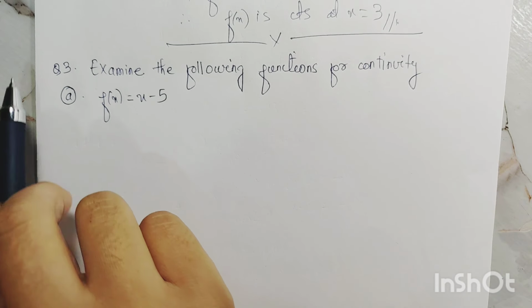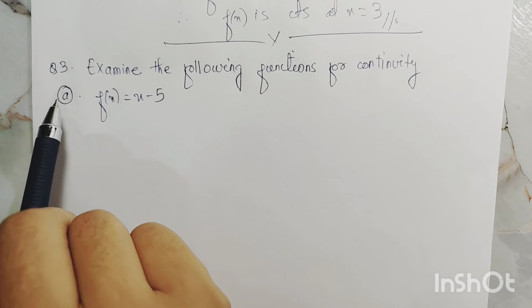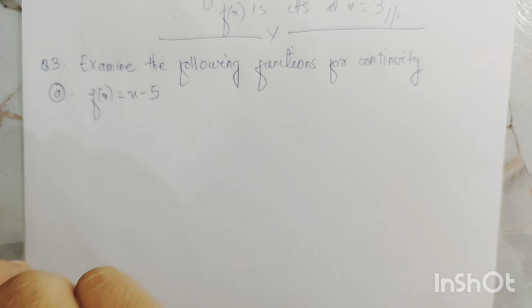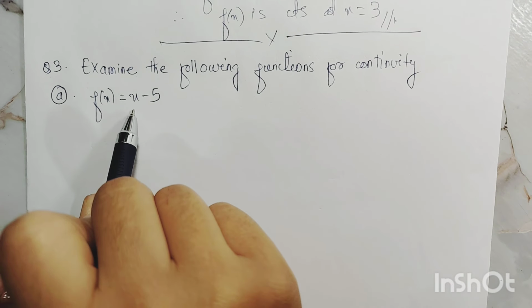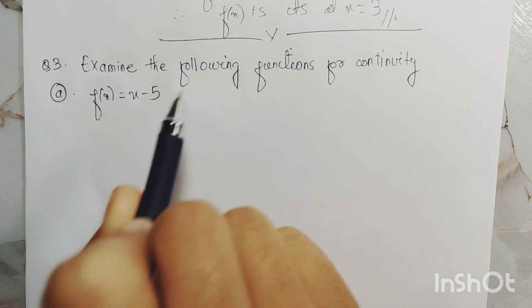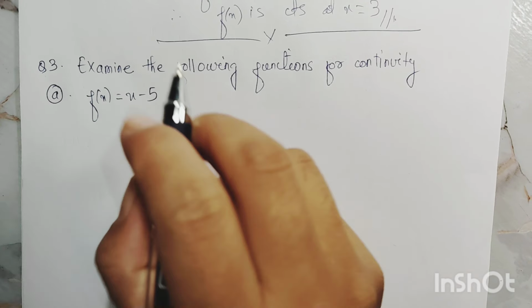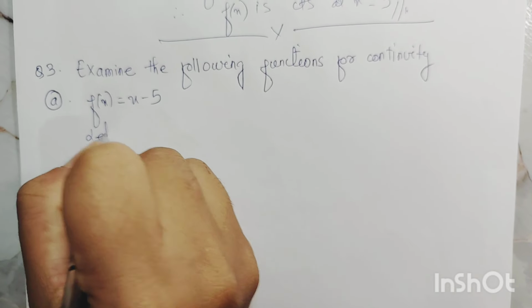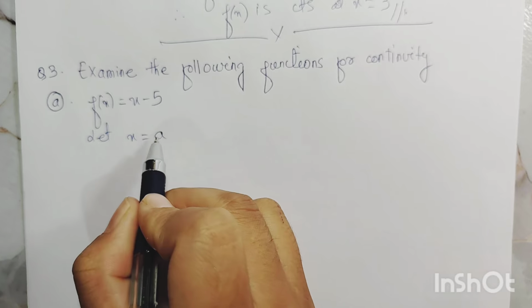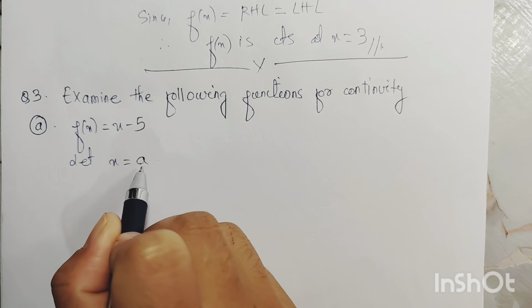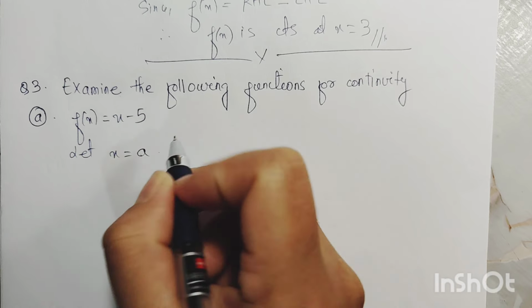Exercise 5.1, question number 3, part A. Examine the following functions for continuity. f of x equals x minus 5. Here we are not given an x value, so let x equals a. A, B, C, D are all variables here.